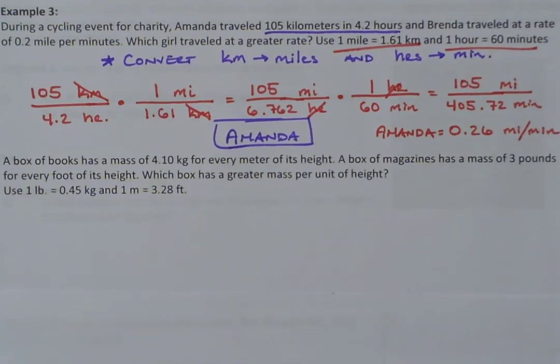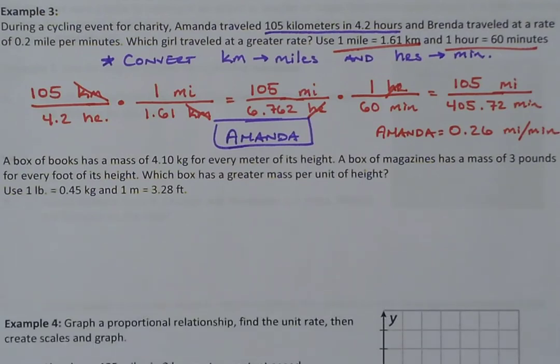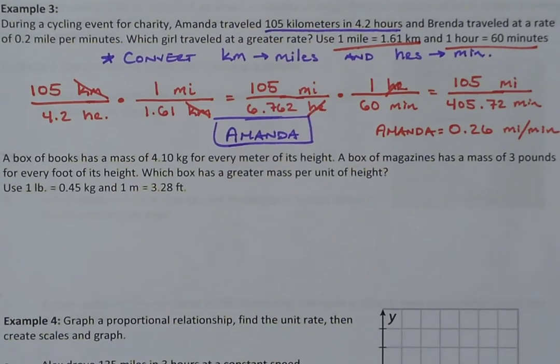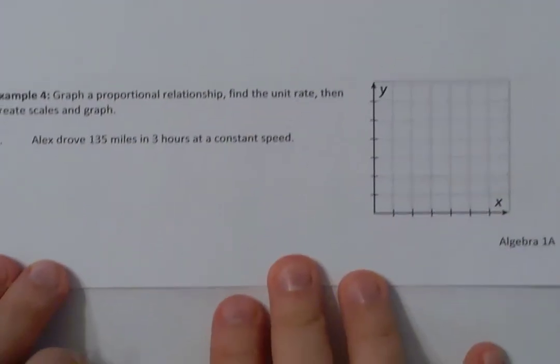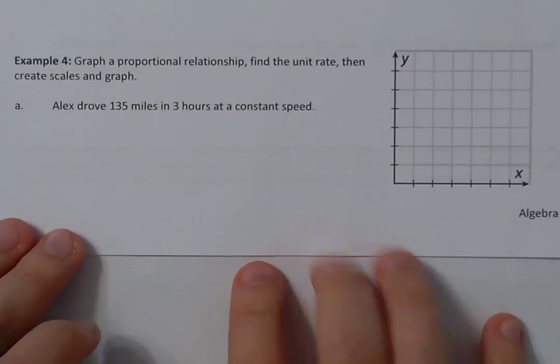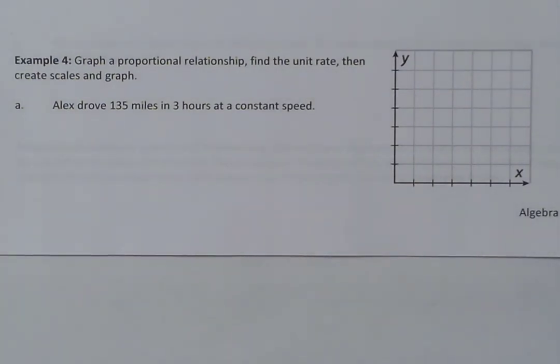Okay, it can be a little confusing how to set it up and start to run through it. When you run through it a few times, it should be a little bit easier for you. All right, so we have one more thing to look at, and then we are done for today. Example 4 is going to ask us to graph a proportional relationship, find the unit rate, and then create scales and graph.